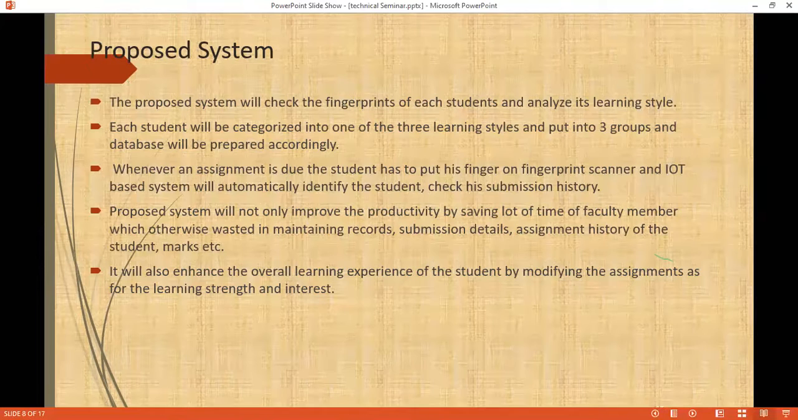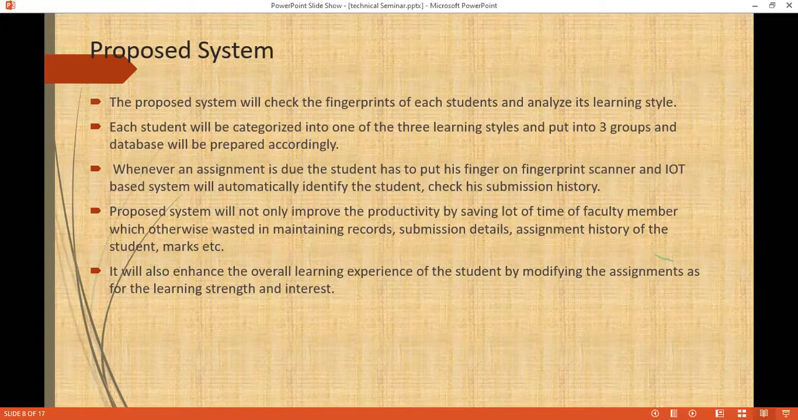In the proposed system, the system will check the fingerprints of each student and analyze the learning style. After getting the fingerprint, it will be automatically categorized into 3 groups, and according to that, the database will be prepared. When an assignment is due, the student has to put his finger in the fingerprint scanner, and the IoT-based system will automatically identify the student and check the submission history, whether it is due or not.